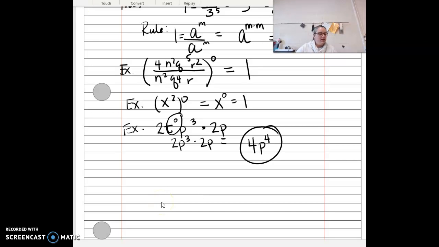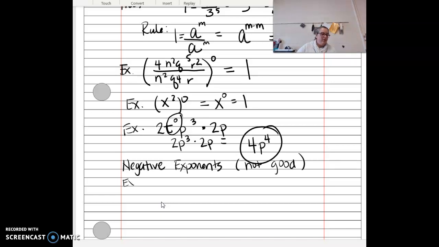All right, the last thing on our list for today is the negative exponents. What happens when we get them? I'm going to tell you right now that it's not good. We don't want them, so we have to find a way to get rid of them.